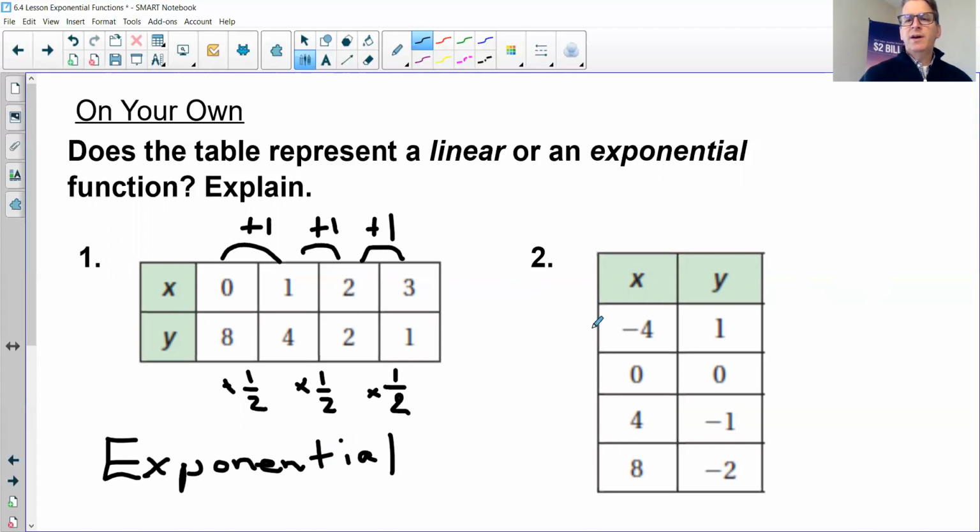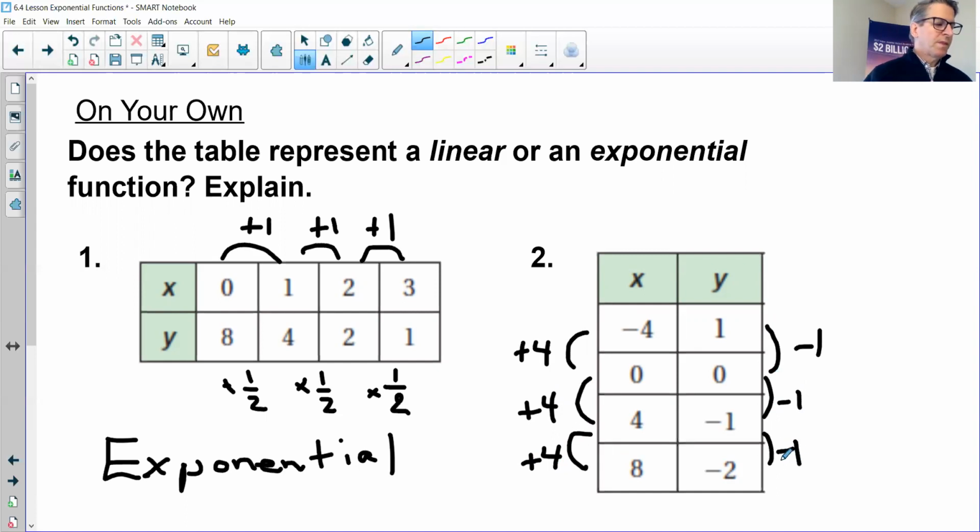Number 2, as x is increasing by 4, it appears that y is decreasing by 1. We have ourselves a linear relationship there. It's constant. Number 1, exponential. Number 2, linear.